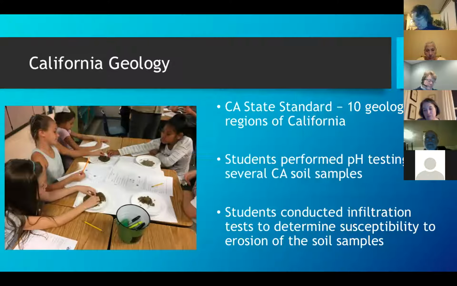Let's see what else. This was our soils lesson. We studied the 11 natural regions of California, and we're lucky enough to have soil samples from most of those regions. The students performed pH tests, and it really tied into the NGSS standards and our social studies.